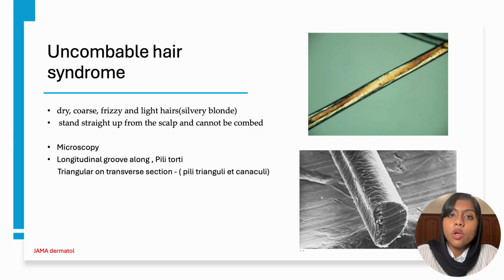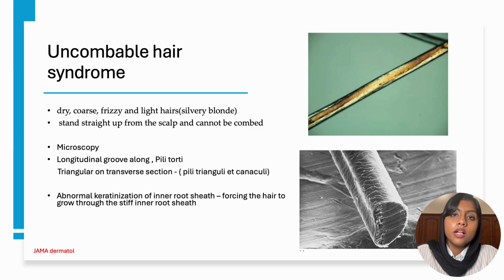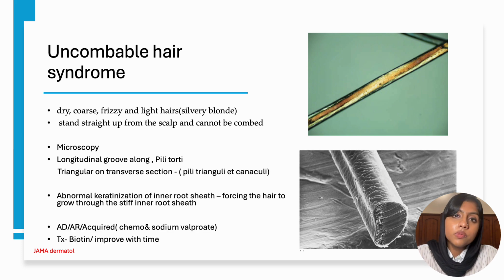Now, why is there a longitudinal groove along the hair shaft? It's because of defective keratinization of the inner root sheath, which makes it difficult for the hair to grow out, which actually creates a groove in the hair shaft. Coming to the treatment, it generally improves with time. In some cases, biotin can also help. Let's go for the next case.